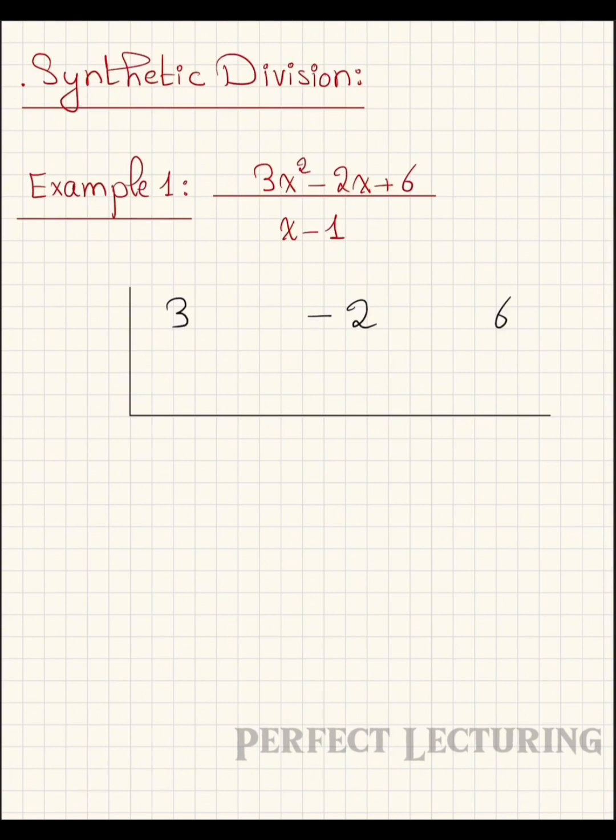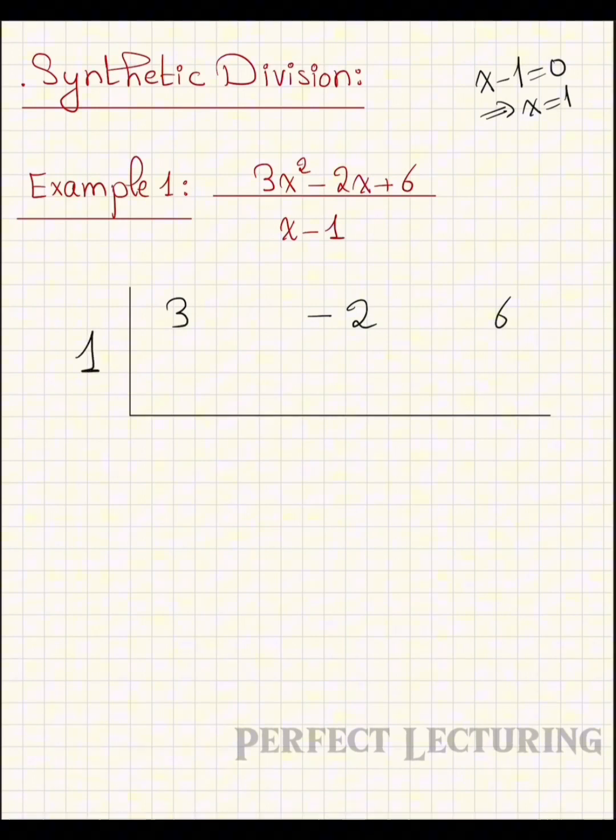What do I mean by the 0 of the divisor? I mean if I have x minus 1 is equal to 0, this gives us x is equal to 1. So if you solve x minus 1 is equal to 0, it gives you 1. This is called the 0 of the expression or the root of the expression. So the answer that you get, you put it here.